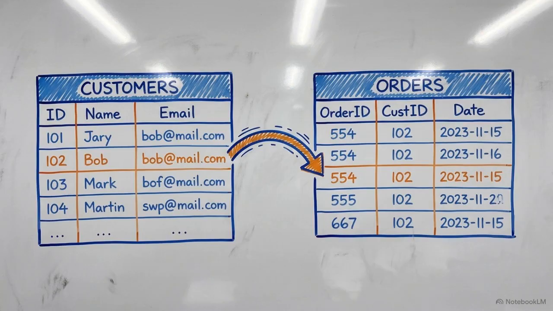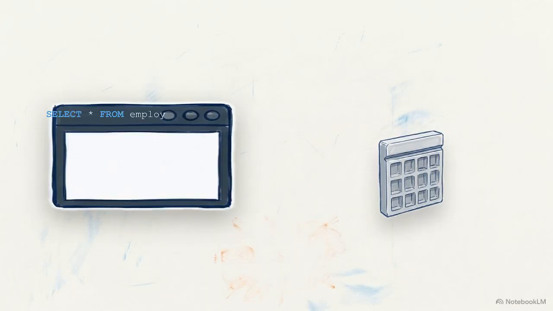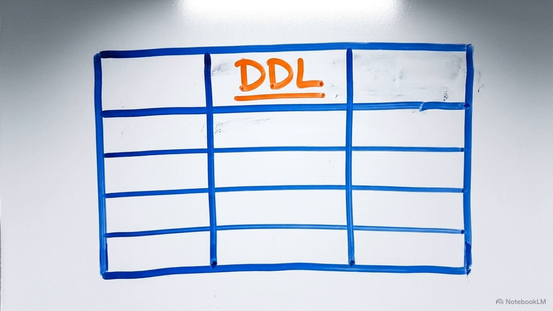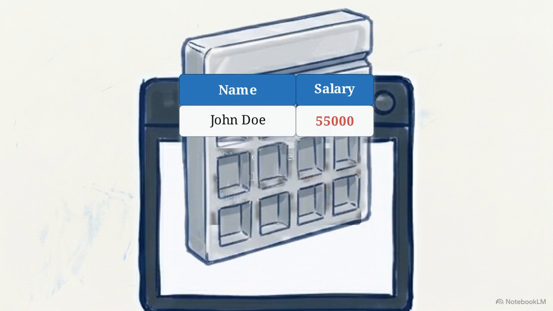To confirm John Doe was successfully added, we retrieve the records by running a basic select statement on the employees table. To modify existing data, look at this update command executing. We set the salary to $55,000 where the name is John Doe, and you can see the specific cell flash and update in real time. Remember, unlike those permanent structural DDL commands, data manipulation actions like update can often be rolled back to the previous state in a transactional system if you make a mistake.